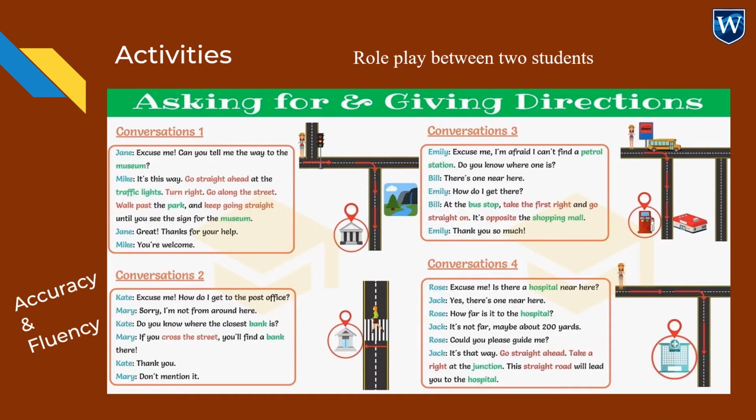And then similarly, we have another activity in which there is a role play of two students, one asking directions, the other one giving directions. The teacher would then take pauses in between and let the whole class know about the accuracy and fluency, making that current role play of two students an example.